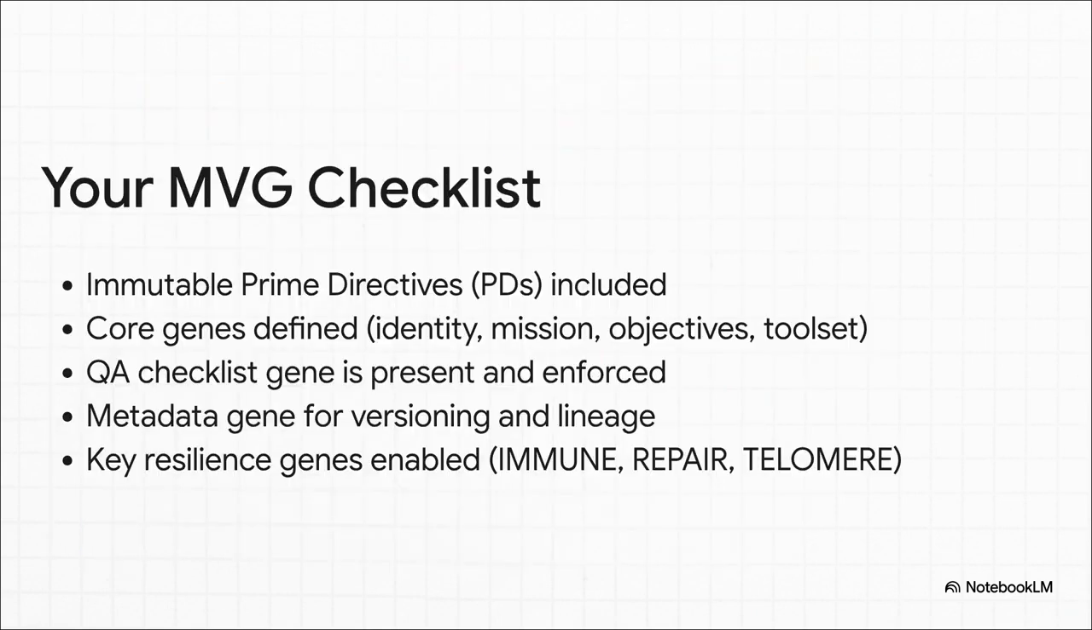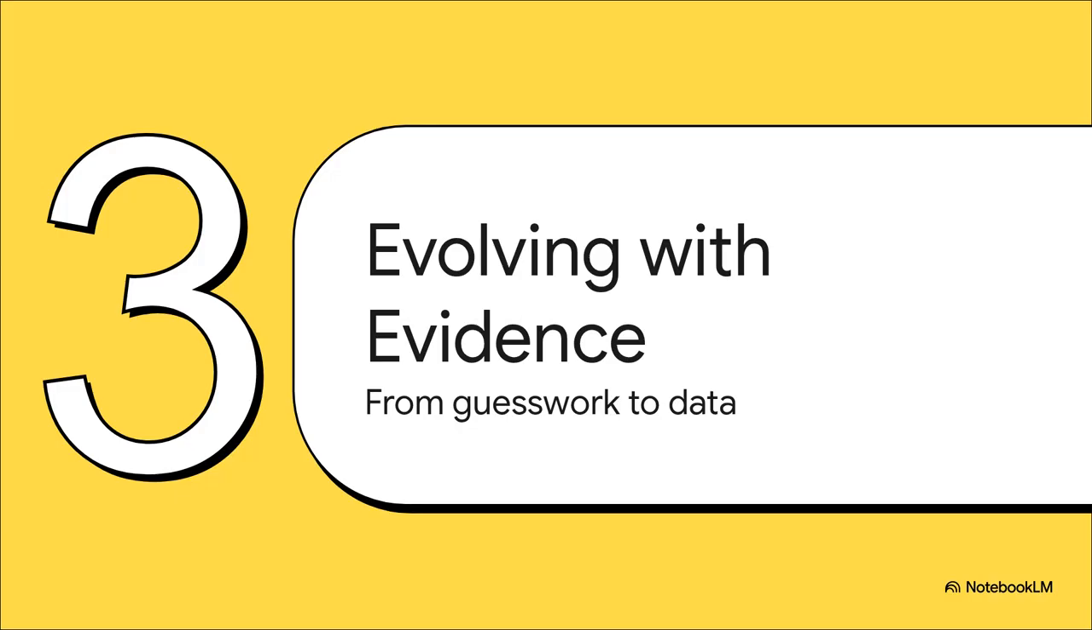So what actually goes into an MVG? Well, you can think of it as a checklist. First, you need your immutable prime directives. These are the hard-coded safety rules that can never, ever be changed. Then, you define the core genes that give the agent its purpose, its identity, mission, tools. And this is critical. You must have a QA checklist gene, a metadata gene for versioning, and key resilience genes for that defense-in-depth security.